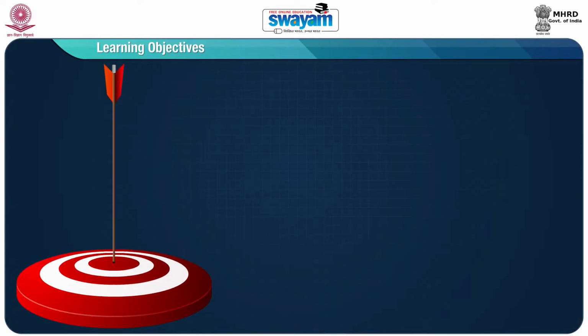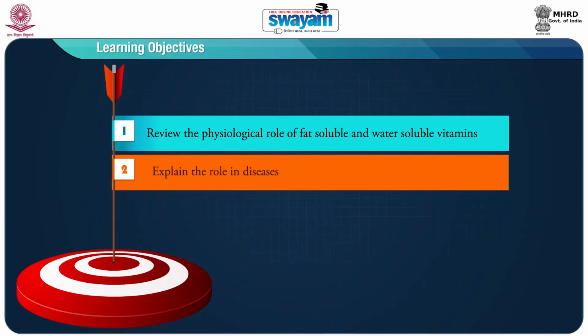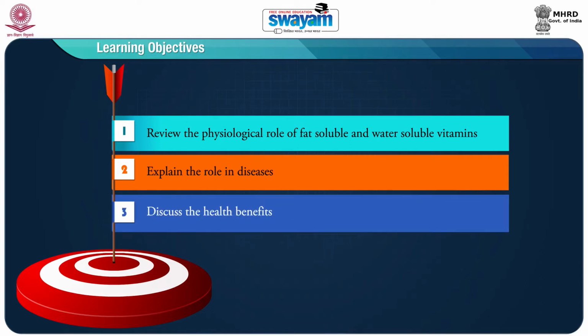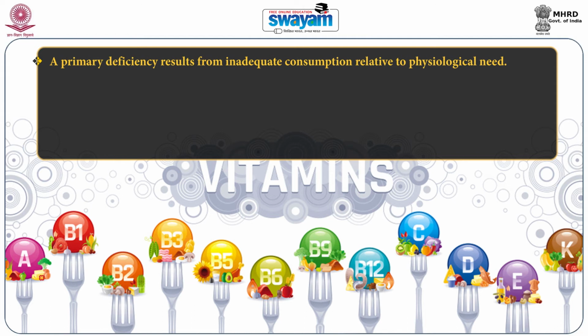The objectives of this module are: after studying the module, the learner shall be able to review the physiological role of fat soluble and water soluble vitamins, explain the role in diseases and discuss the health benefits. Now, vitamins are a chemically disparate group of compounds with a variety of functions in the body. Vitamins are required in very small quantities in the order of milligrams or micrograms per day. A primary deficiency results from inadequate consumption relative to physiological need.